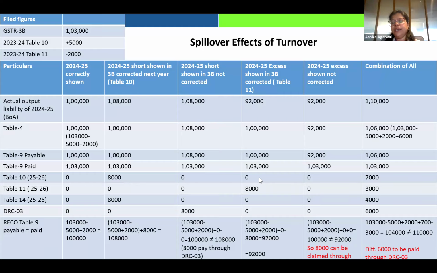So here we are saying that to the extent of 4,000, we have rectified in 25-26, for which we have taken impact in tables 10 and 11. So 1 lakh 10 minus 4K, what became payable? 1 lakh 6. Out of 1 lakh 6, 1 lakh we have paid in the current period. So the balance 6,000 we have to pay through DRC-03. So this is how the spillover transaction will work.